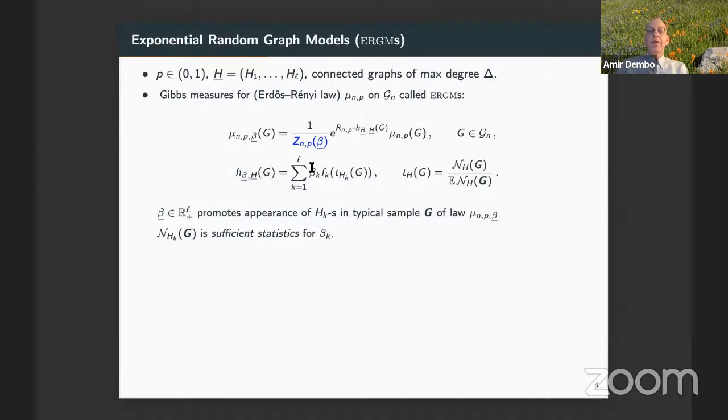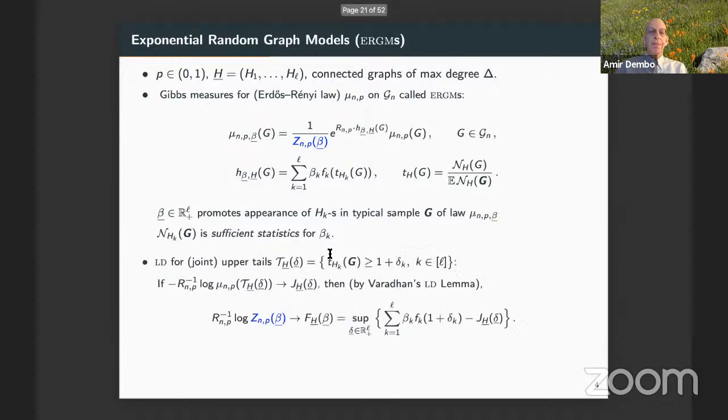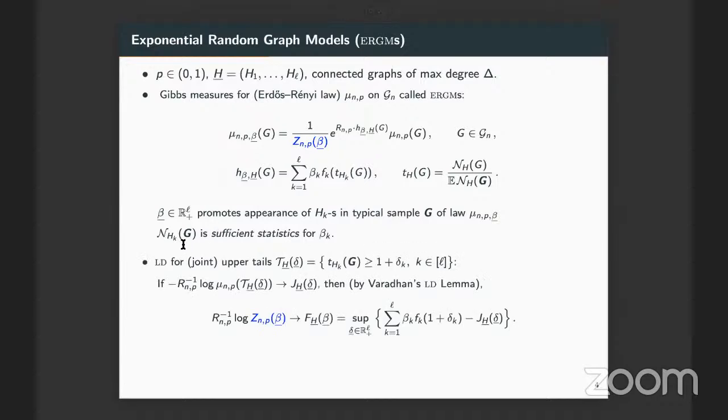This is well known. If you look at the derivative of the log of the partition function with respect to the parameters betas, you will get the expected value of N under the Gibbs measure and so on and so forth. The expectation in the denominator, with respect to what measure?